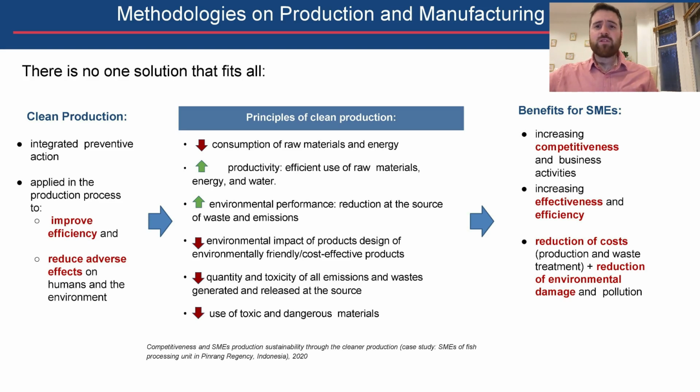Some of the principles of clean production are: reduce the consumption of raw materials and energy used in the production of one unit of product; increase productivity by ensuring more efficient use of raw materials, energy, and water; promote better environmental performance through reductions of the source of waste and emissions; reduce the environmental impact of the product through its life cycle by design of environmentally friendly but cost-effective products; reduce at the source the quantity and toxicity of all emissions and waste generated and released; eliminate as far as possible the use of toxic and dangerous material. By applying the concept of clean production, natural resources can be more protected and utilized sustainably.